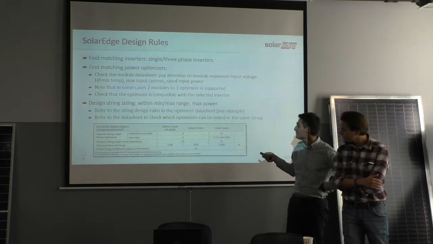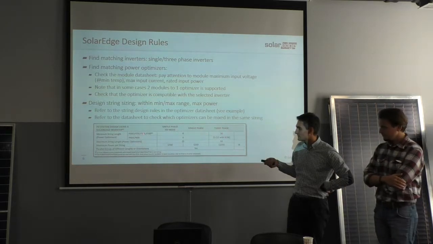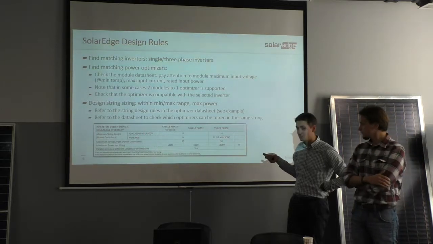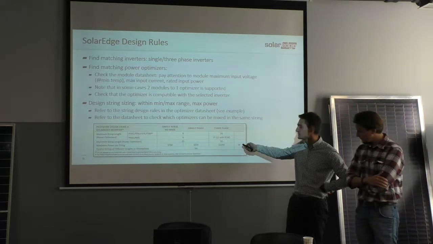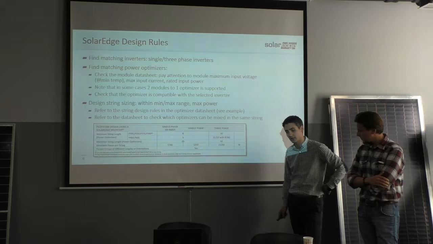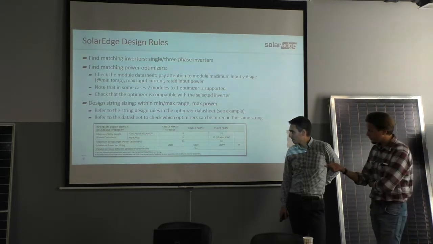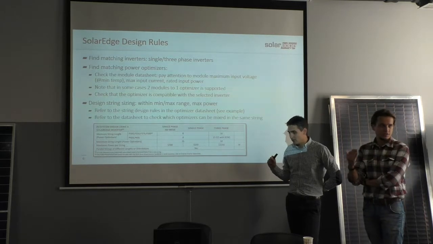And for a three-phase system, the minimum is 16 for P300 and P370 optimizers. For P404 and P405 it is 13, or 12 in case of SE3K, so the three-phase 3 kilowatt system.